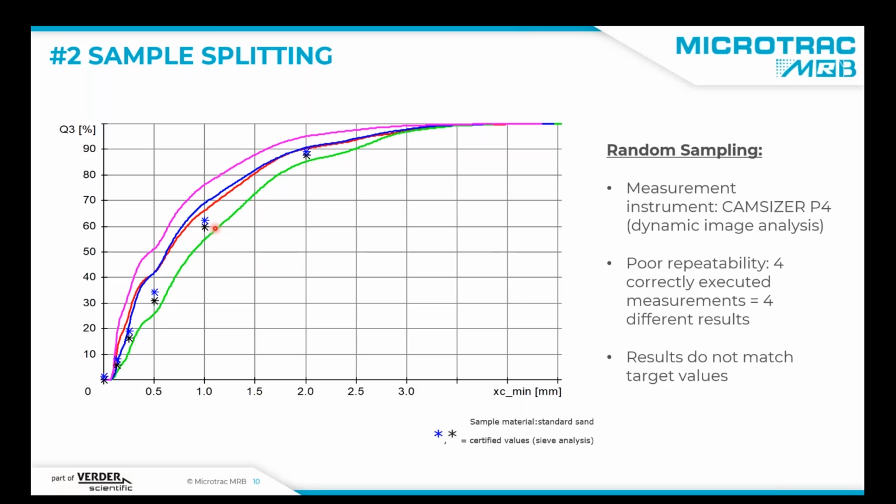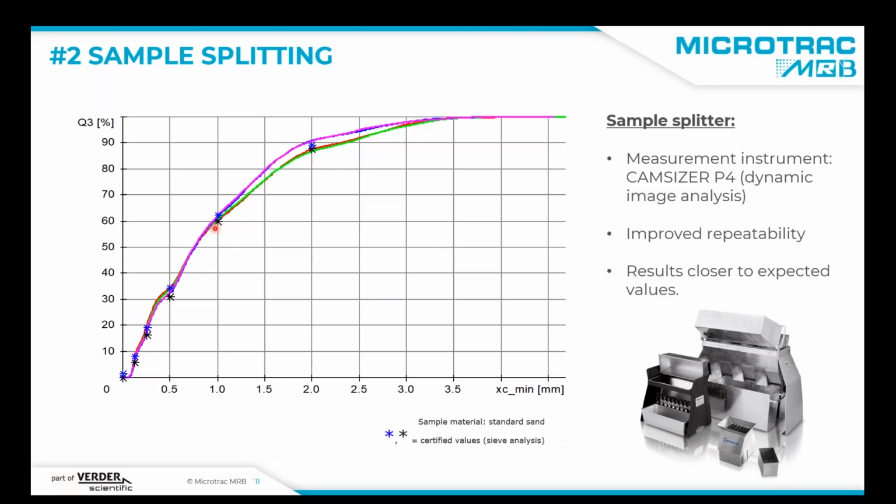Things will improve when you use a sample splitter, like one of these devices you see on the lower right of the screen. Again, we have generated 4 subsamples, not by random sampling this time, but by using this splitter. You see we are much closer to the target values, to the certified values, and also the repeatability has improved dramatically. Up here, there's still a little bit of a difference, but here on the fine side of the distribution, we are already quite good.